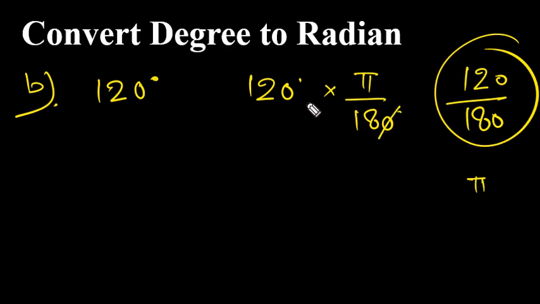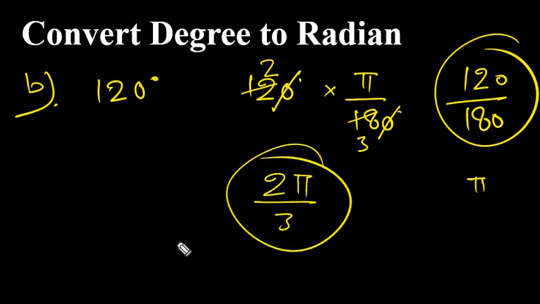Now to do that manually, 0 and 0 cancel. 6 is a common factor, so 12 divided by 6 will give you 2. 18 divided by 6 will give you 3, and you will change it to 2 pi over 3. That's how you will do it.